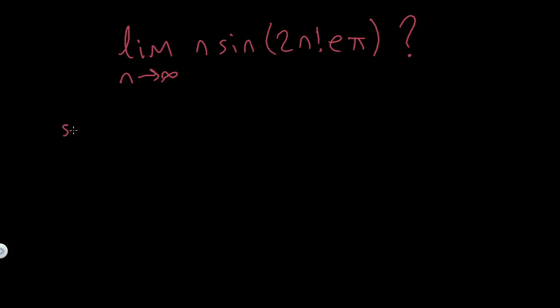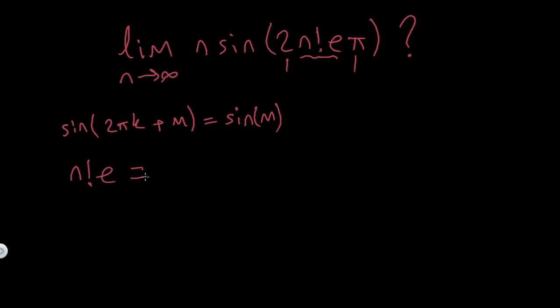Well, first of all, I know that the sine function has the period of 2π, so if I take any multiple of 2π and add it to a number, where k is an integer, this is going to be equal to sine of the number. So if I take the integer part of n factorial times e, because I have 2π here, I can try to separate it into integer part and fraction part, and I will have something a bit more simplified.